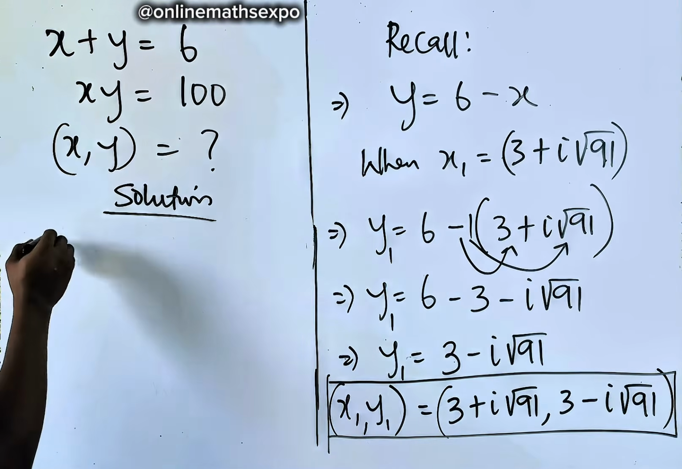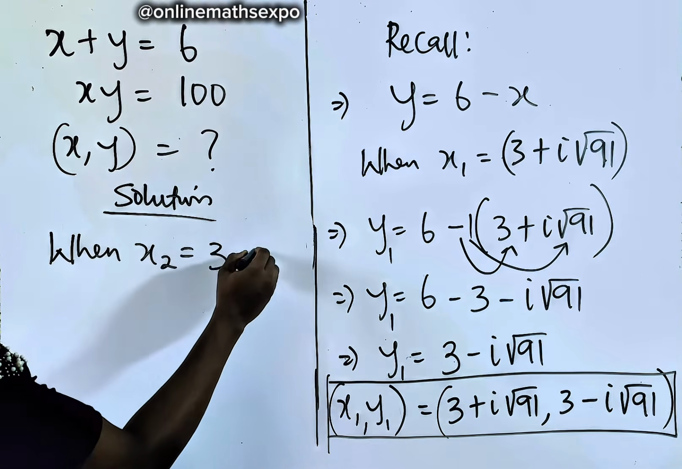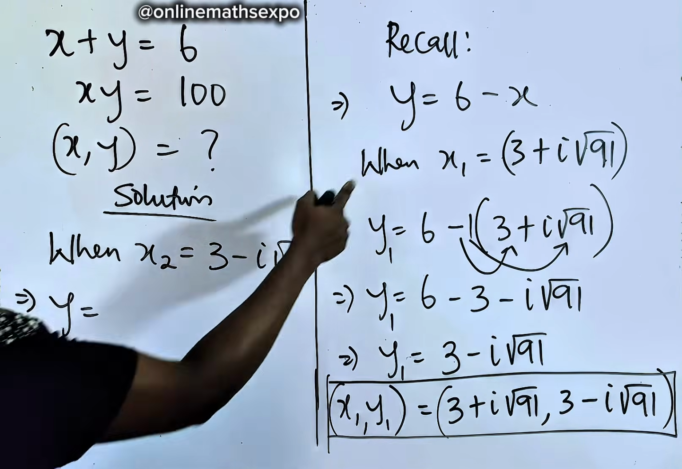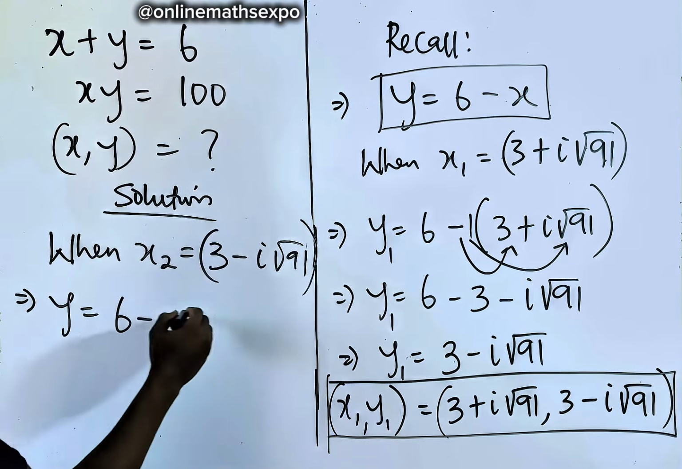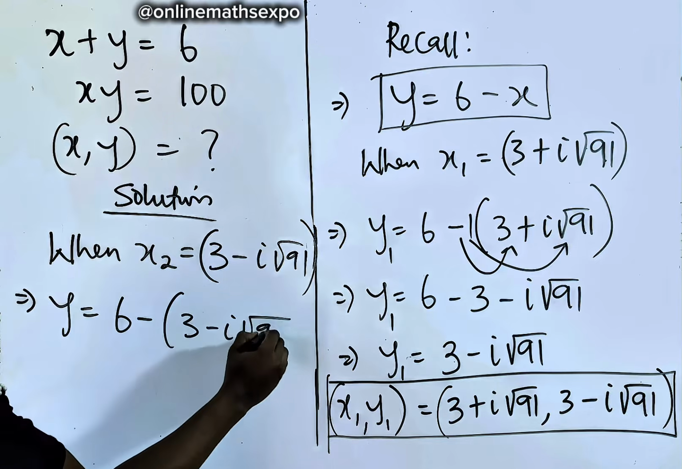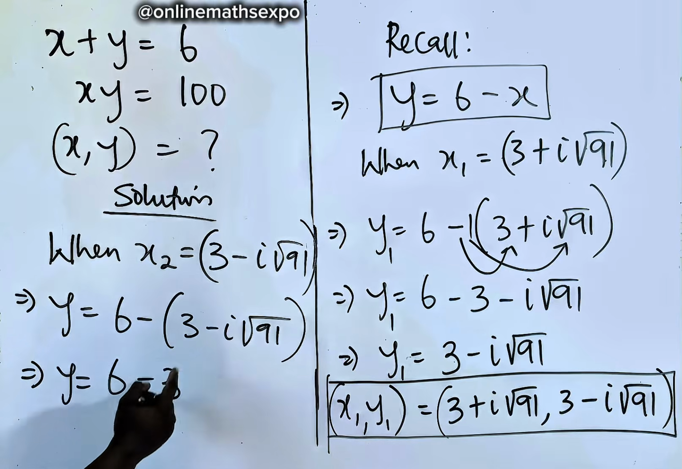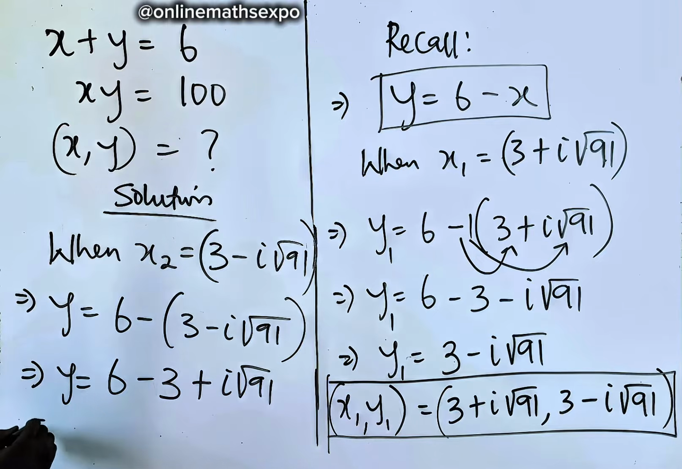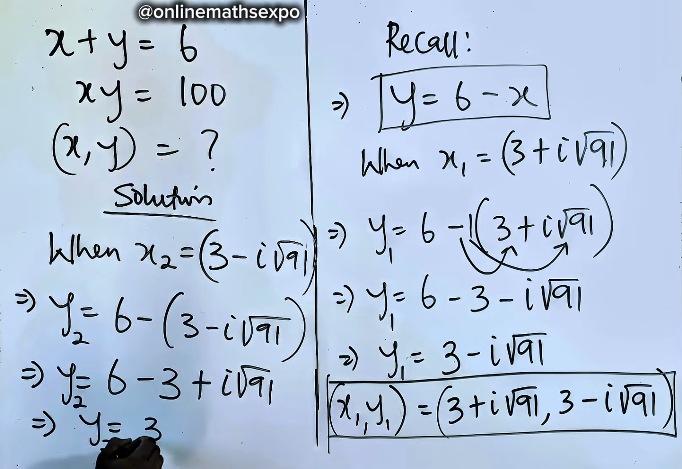To get the second value of y, when the second value of x is 3 minus i root 91, we are going to have y is 6 minus, this is an expression, 3 minus i root 91. So y is 6, open this up, you have -3, this will become positive. Subtract this, and the second value of y will give us 3 plus i root 91.